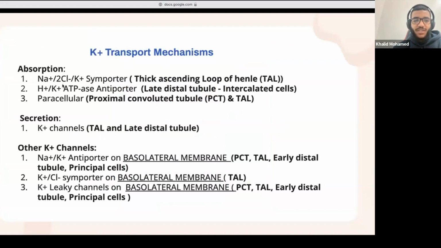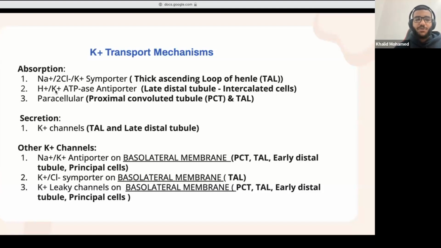So Na plus 2Cl minus K plus importer for absorption. This is only found in the thick ascending loop of Henle. This is also a trick you can use when studying this lecture. Always memorize the special things, because that's what they're going to ask you about, okay? So Na plus 2Cl minus K plus importer is only found in the thick ascending loop of Henle, and this is one mechanism of K plus absorption.